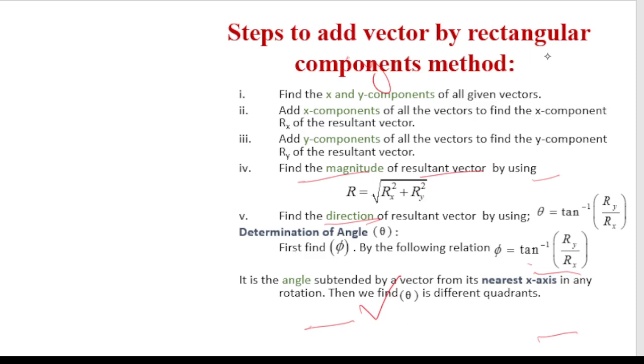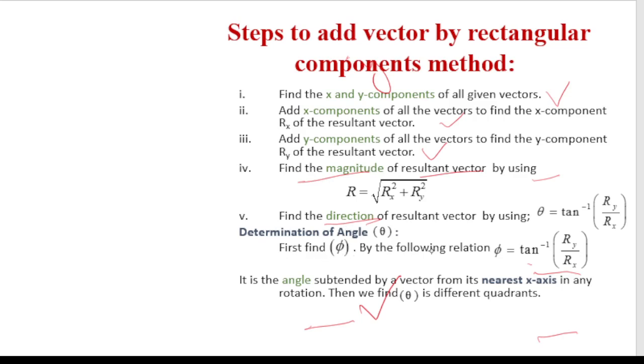Steps to add vector by rectangular components. First of all, we find x and y components, add x components of all vectors, same as add all components of y, find the magnitude, find the direction.